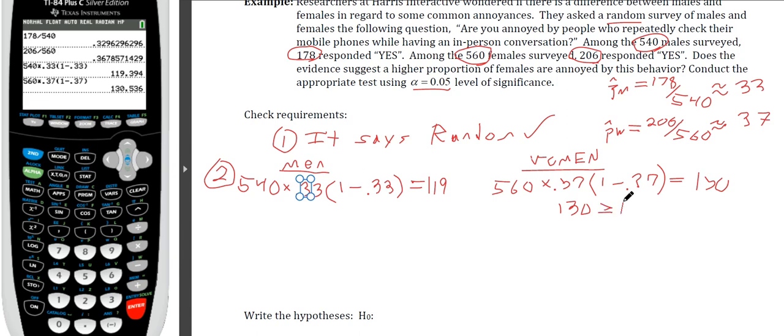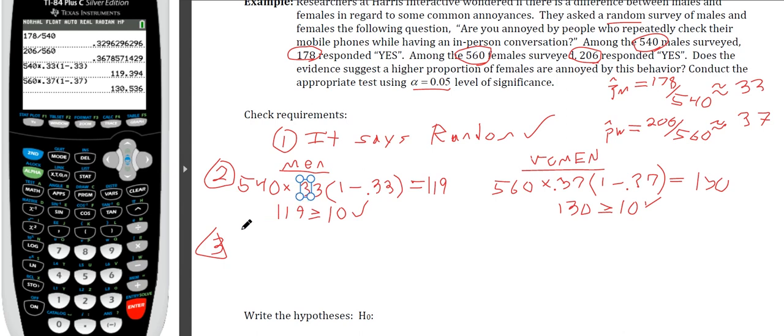130 is greater than or equal to 10, so we're good for women. And for men, we have 119, which is also greater than or equal to 10. So we're good there. All right, that's our second requirement. It takes a little bit longer, but that's just because we have to check two groups. So it's like doing two problems here.